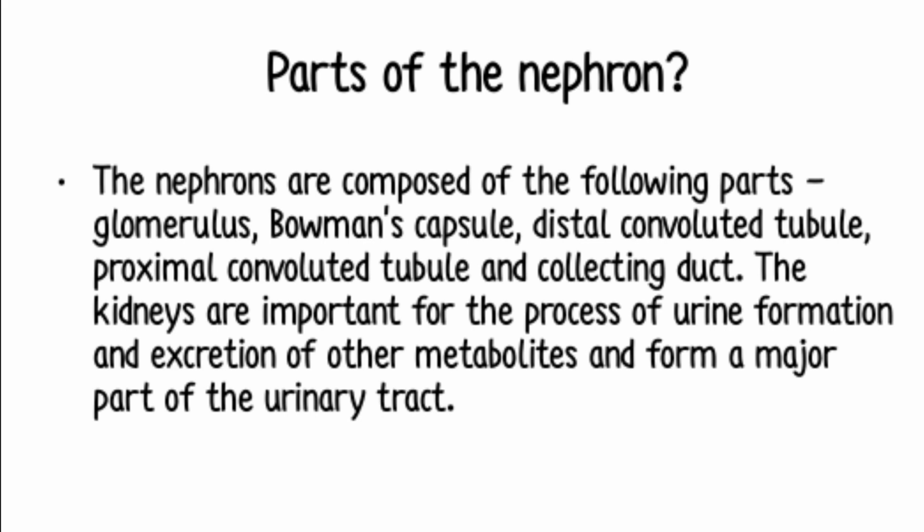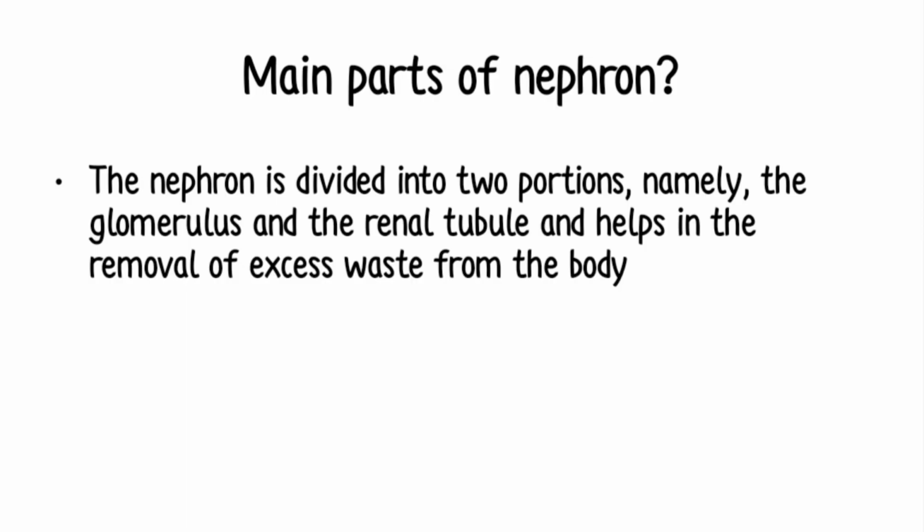The kidneys are important for the process of urine formation and excretion of other metabolites and form a major part of the urinary tract. Okay, these are the parts of the nephron. Now, then, which are the main parts of nephron? The nephron is divided into 2 portions, namely number 1, glomerulus, and the renal tubule, which helps in the removal of excess waste product from the body.